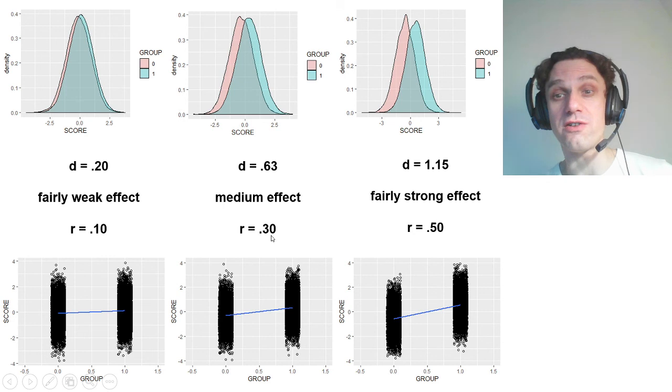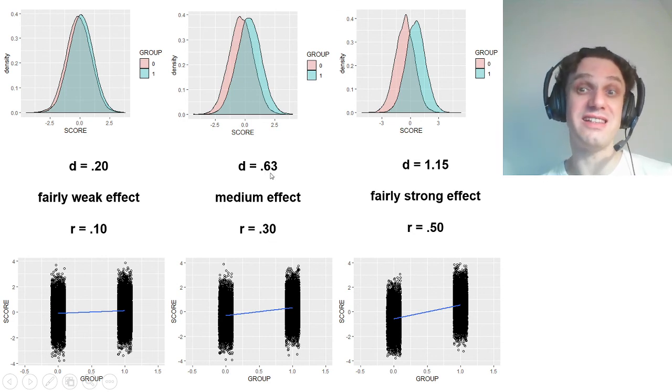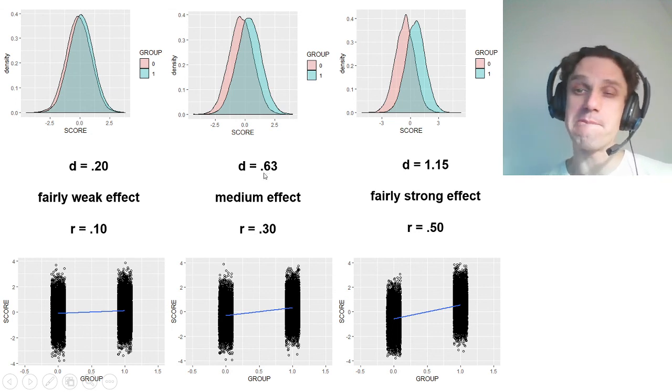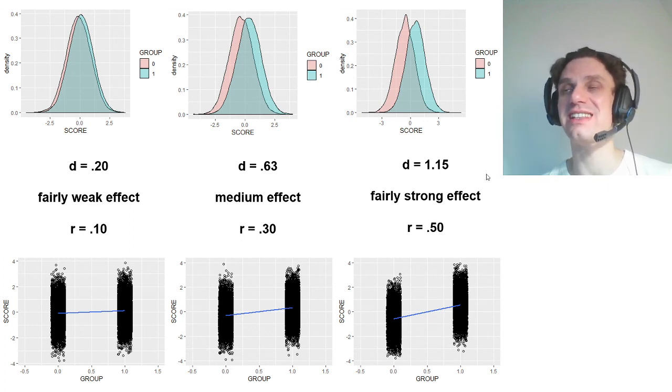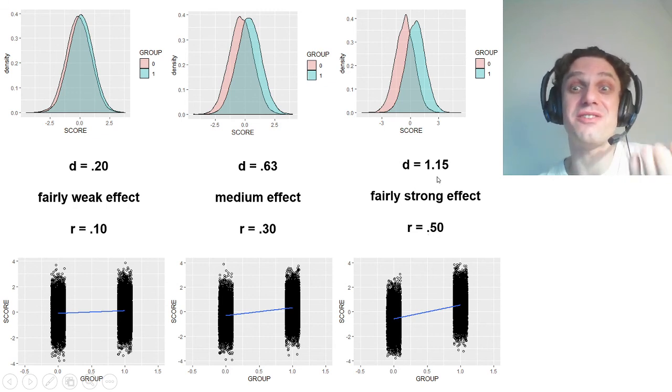However, an r of 0.30 corresponds to a difference of 0.63 standard deviations between the means. So d is a bit larger than Cohen would expect for a medium effect. And for a correlation of 0.50, it corresponds actually to a very strong d of 1.15. So this correlation coefficient does not intuitively appear as strong, but in fact, it's a much stronger effect than you would expect.